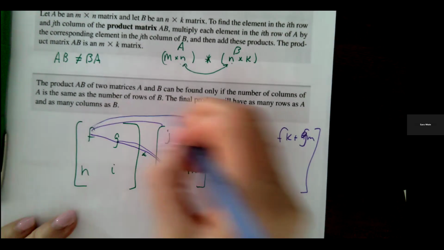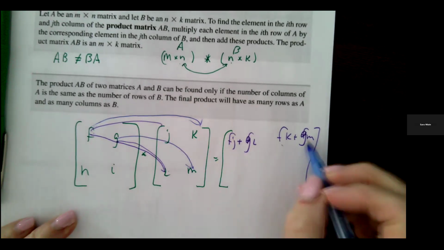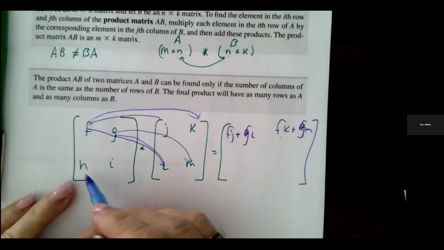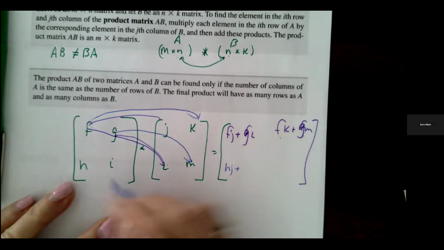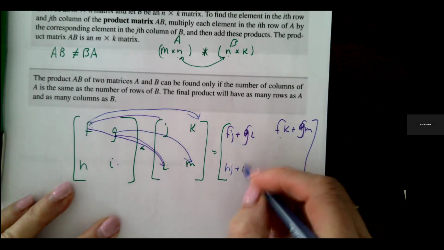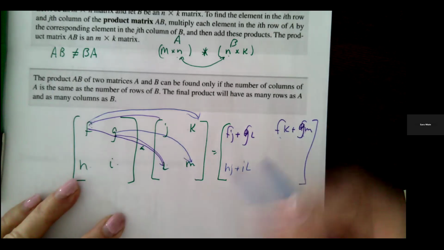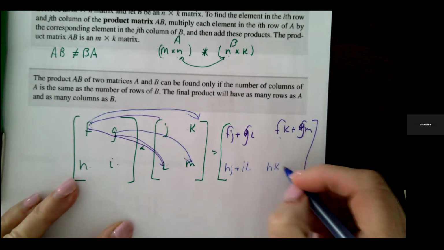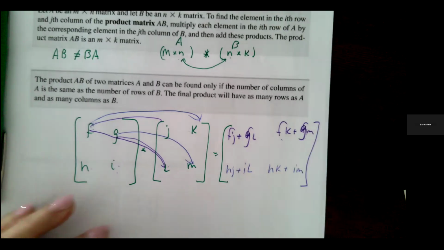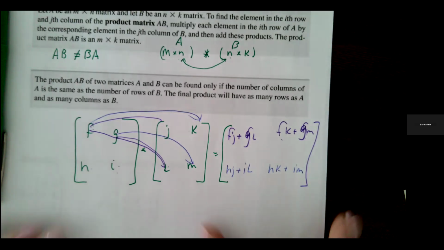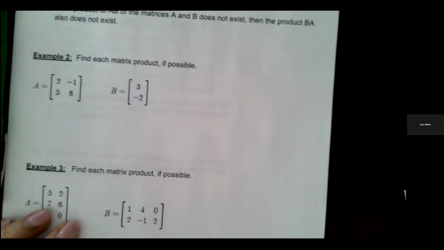It's going to be F times K plus G times M right here. And then we're going to have H times J plus I times L. And then we're going to have H times K plus I times M. So we're going to do one with numbers here in just a minute. Go ahead and flip the page.